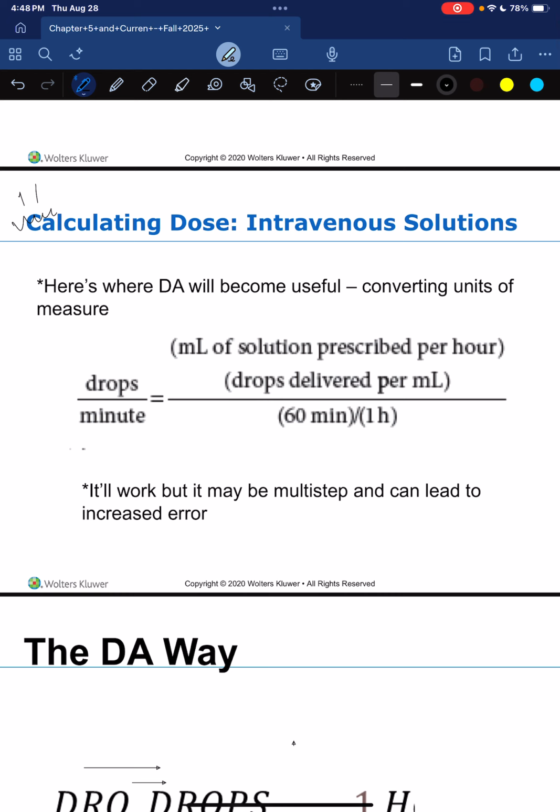pathway. We will be able to work through these things together, and as you practice with these, it'll get more and more comfortable for you. You can use a ratio proportion method with this kind of a problem, but as you can see, it gets convoluted and complex. It can be multi-step, it's easier to lead to errors.